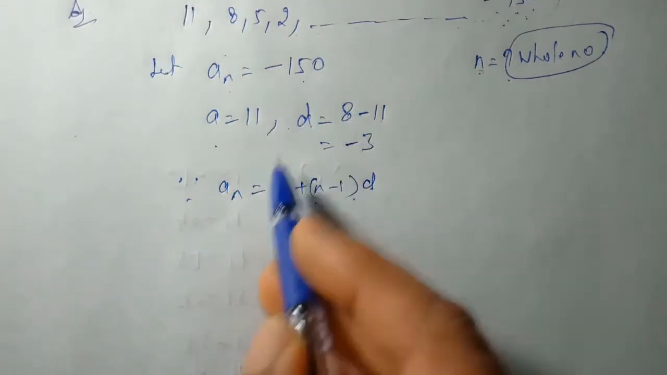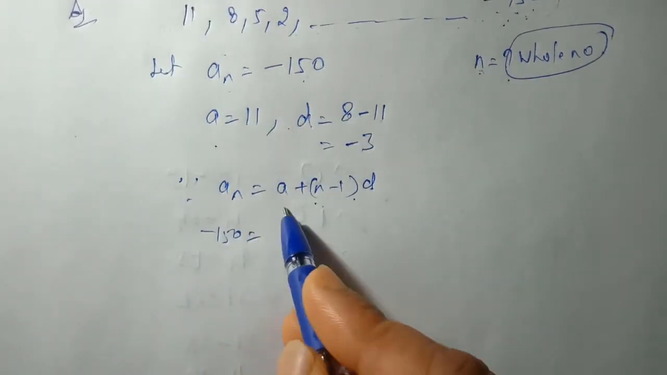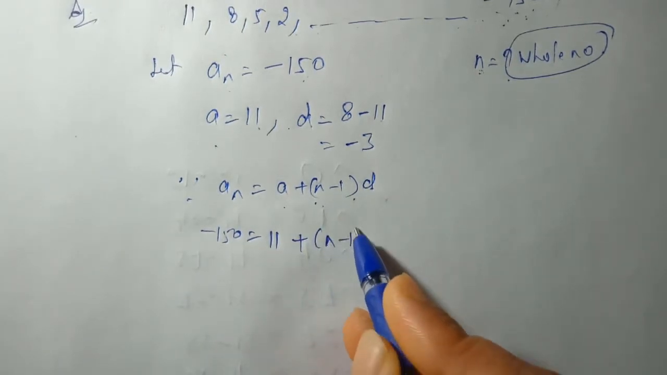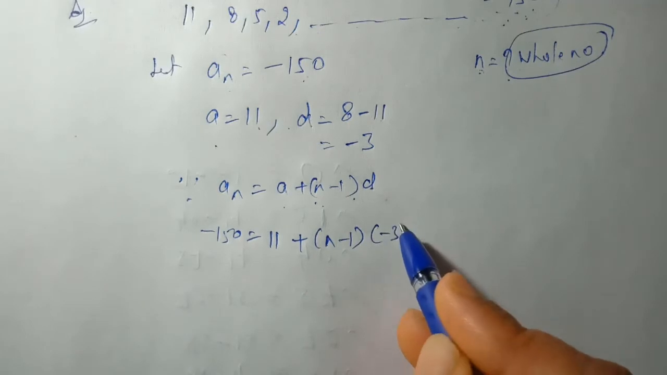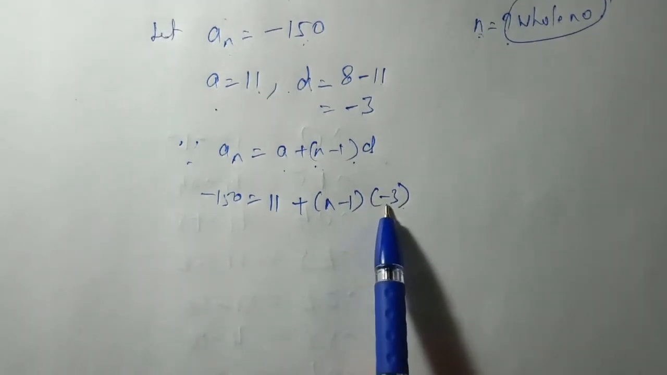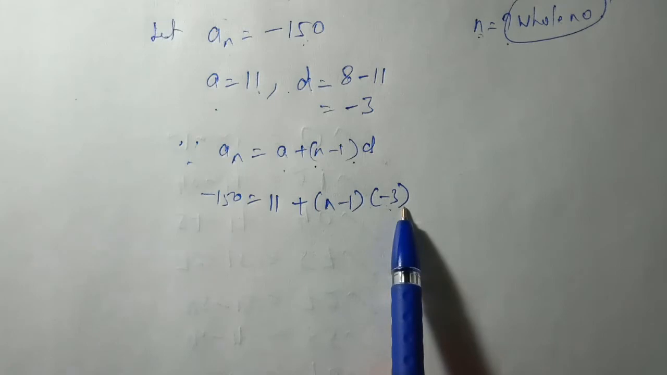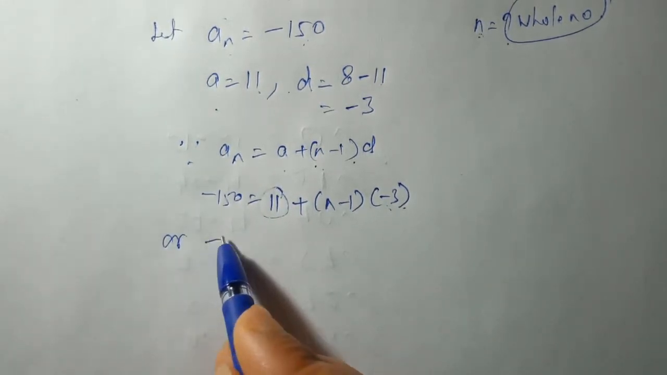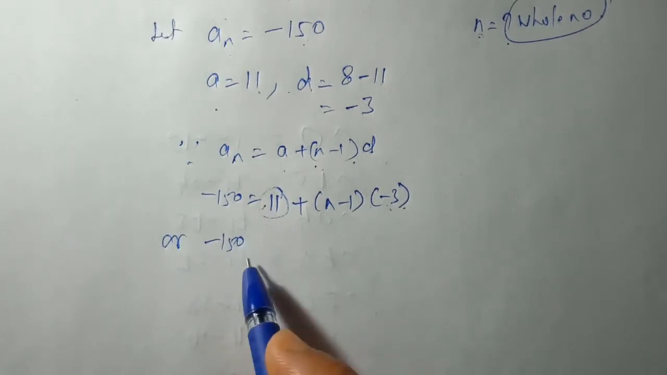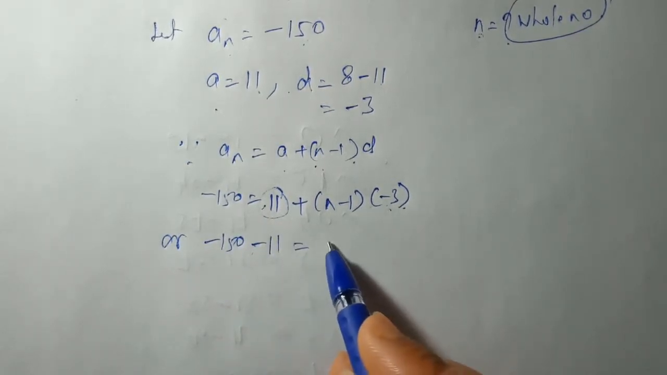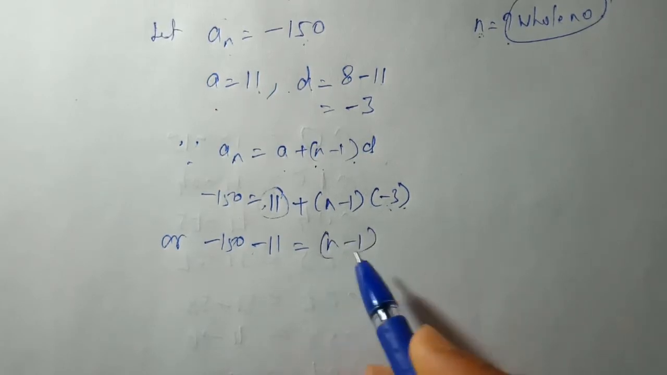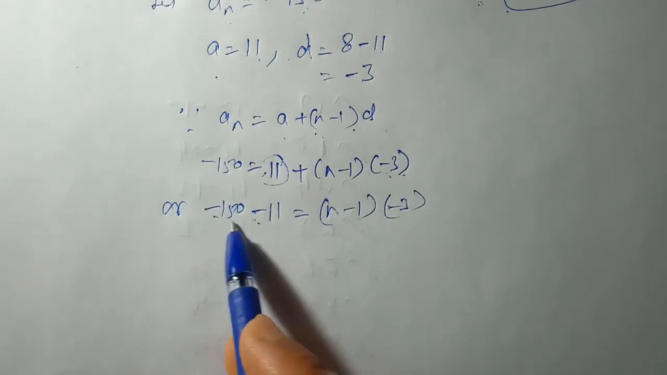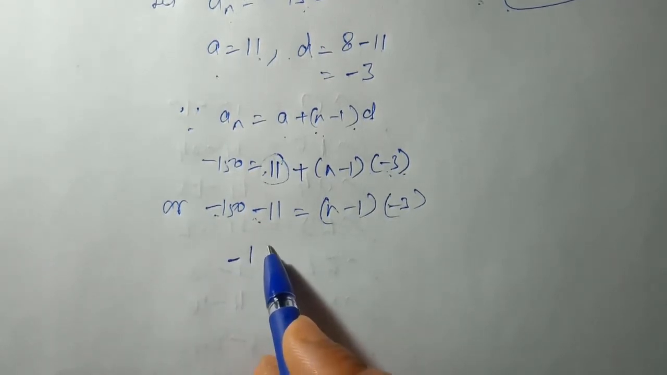Now in place of an we have the value minus 150. In place of a we have the value 11. n we have to find, so let it be, and the value of d we have is minus 3. We have to put it in the bracket because it has a negative sign. So how are we going to do the calculation? First of all, we will transpose 11 to the other side. Minus 150, here it is in positive sign, so it will move with the negative sign. What is left over here? n minus 1 into minus 3. Both have the same sign, so they will be added. So this gives minus 161.